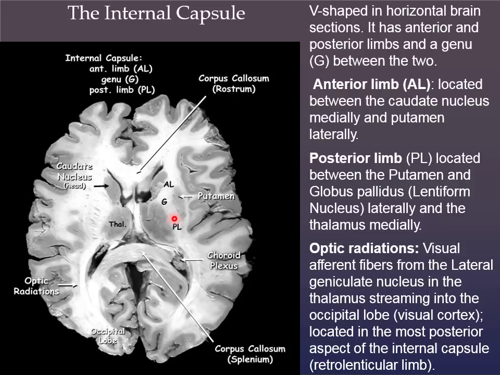thalamocortical fibers going upwards to somatosensory cortex, as well as, more posteriorly, radiations to the visual cortex and to the auditory cortex.